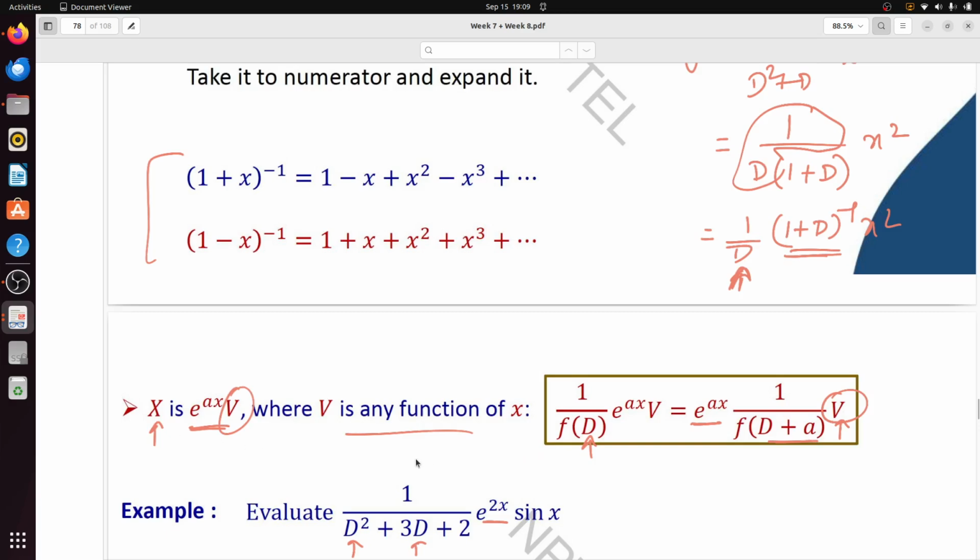Next, it is also a very famous example: e to the power ax times v, where v is any function of x. 1 by f d on e to the power ax v equals e to the power ax times 1 by f of d plus a on v. So if your e to the power ax goes outside, it will give some effect on the fd part. How will it give the effect? Your fd will become f of d plus a, right?